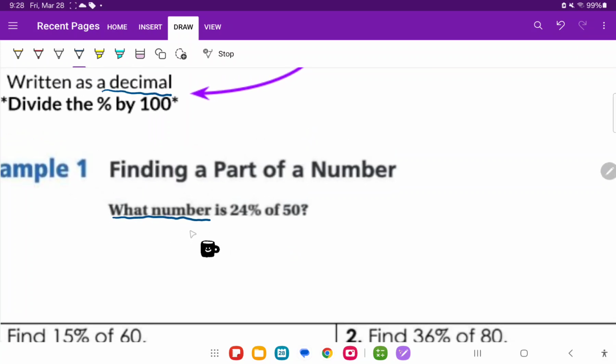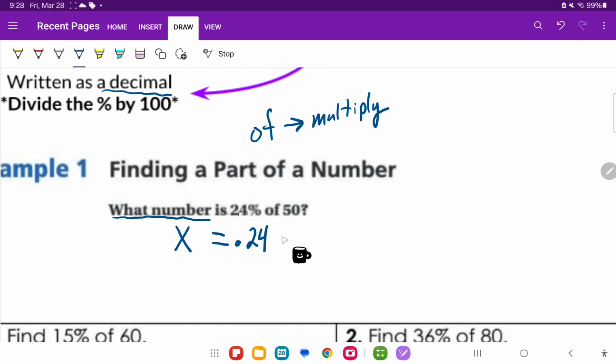If we look at this first problem, the question says "what number." The "what" is where our x is, because we don't know what that is. The word "is" is equal to, and 24%, right? We move the decimal over 2 places, so that's 0.24, and "of" equates to multiply, of 50. X equals 0.24 times 50.